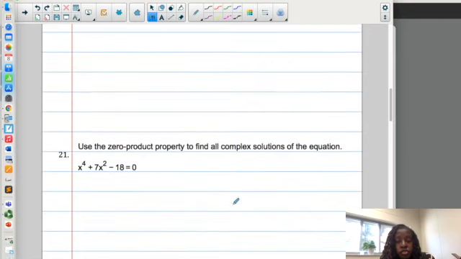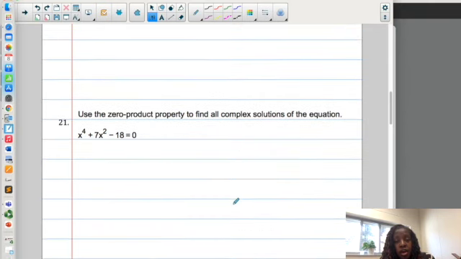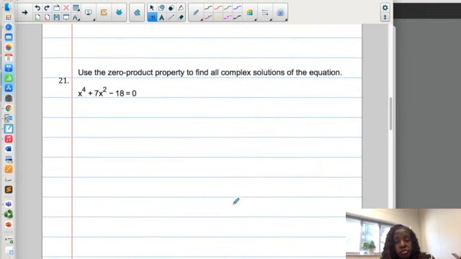Now we've got to use the zero product property to find all complex solutions of the equation. When you are faced with a polynomial such as this, sometimes they're a lot longer, and it is in your best interest to graph them to try to see where they appear. On the number line, right on the x-axis, you'll find your roots by doing second trace using a TI-84 or 83 plus calculator. But for this one, sometimes you can just factor it.